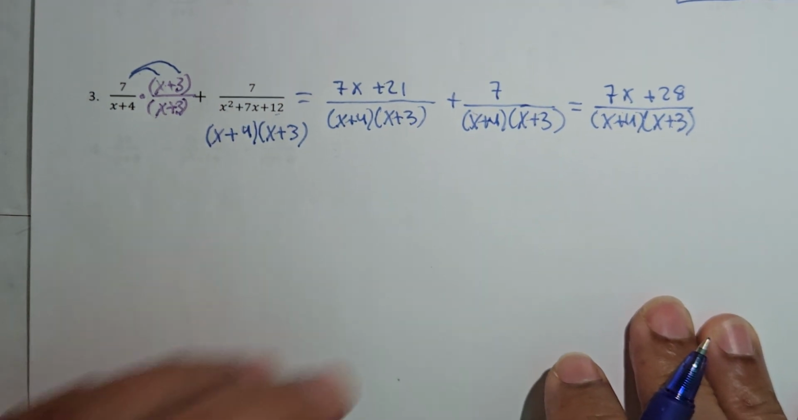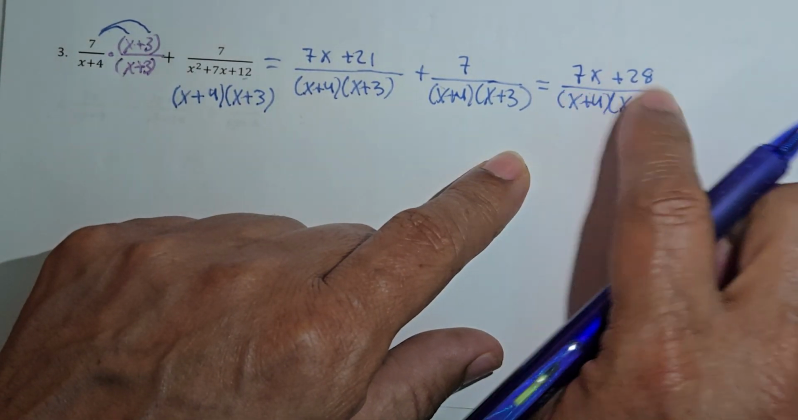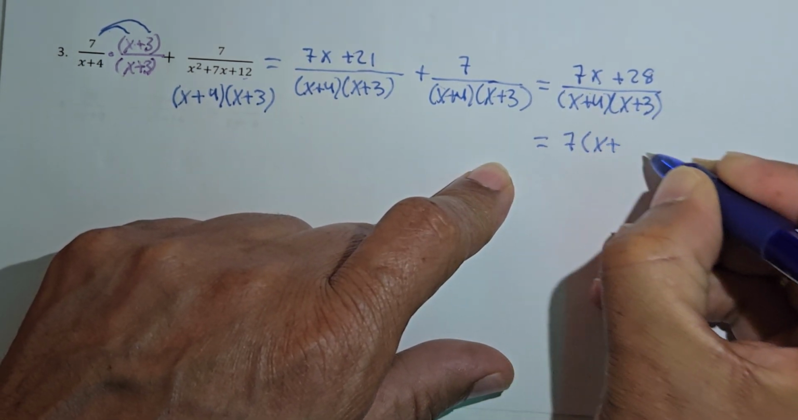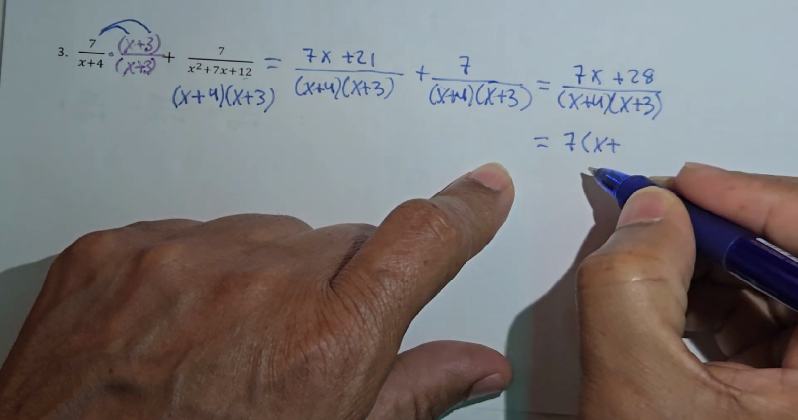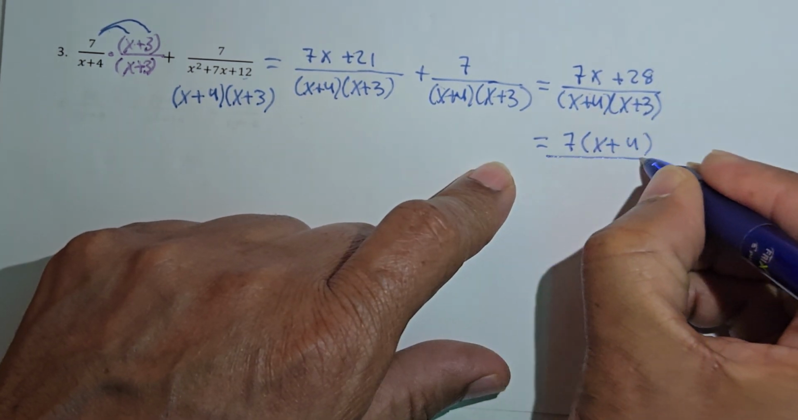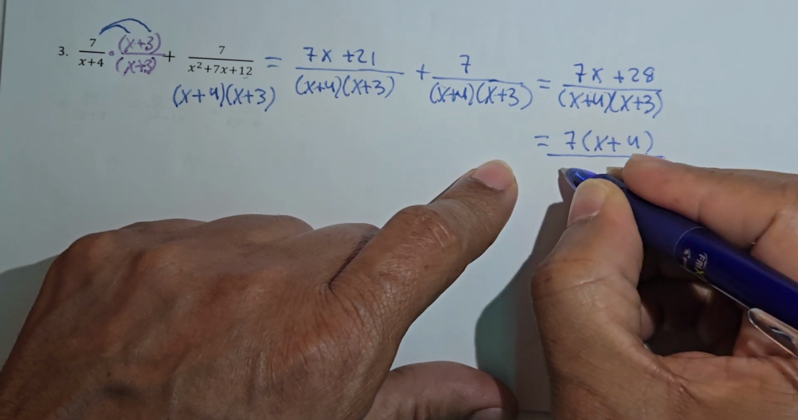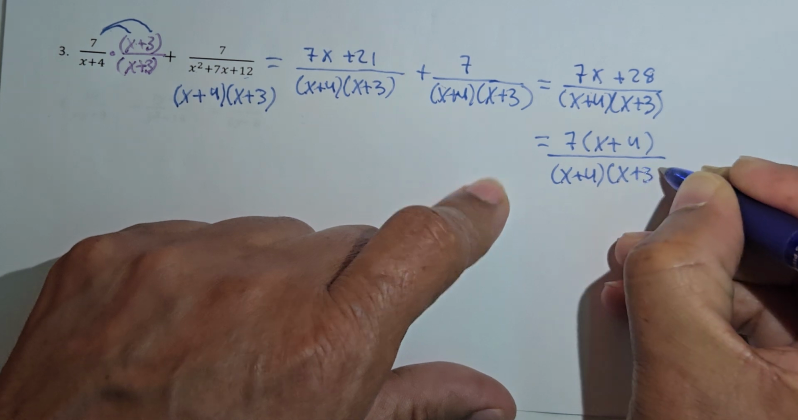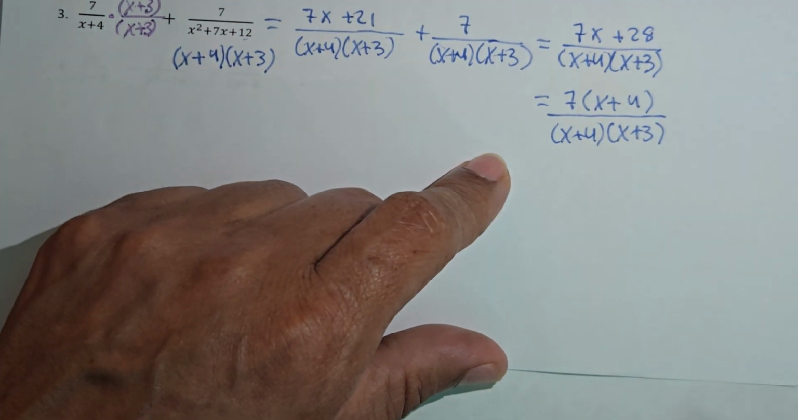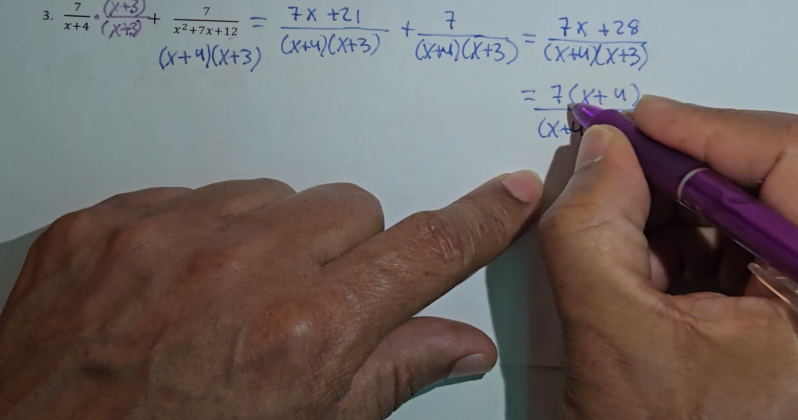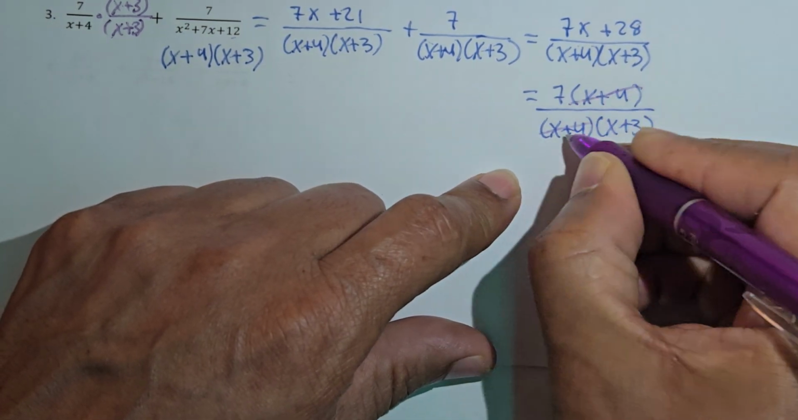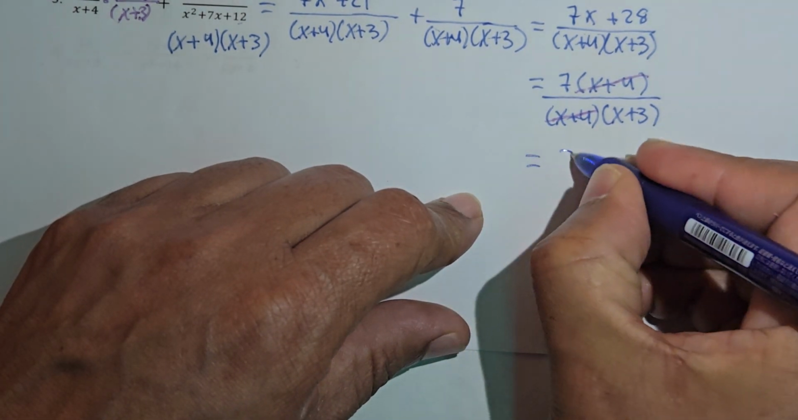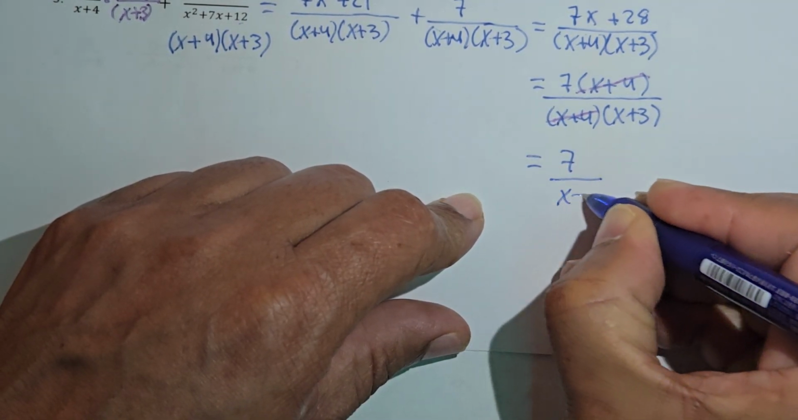So then there's a GCF between 7 and 28. So let's factor out 7, and then this becomes 7 times x plus 28 divided by 7 is 4. So then we have 7 times x plus 4 over x plus 4 times x plus 3. And this is why we leave the denominator in factored form, because then we can see what's going to simplify. So x plus 4 and x plus 4, we can cross them out. So then in the end, this simplifies to 7 over x plus 3.